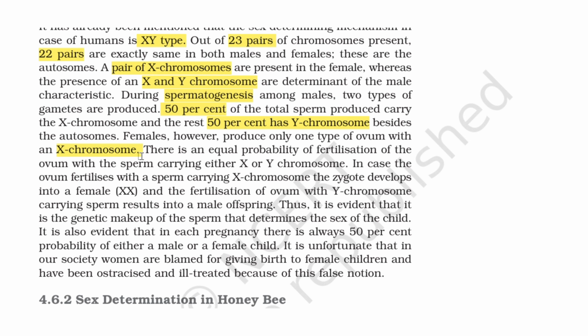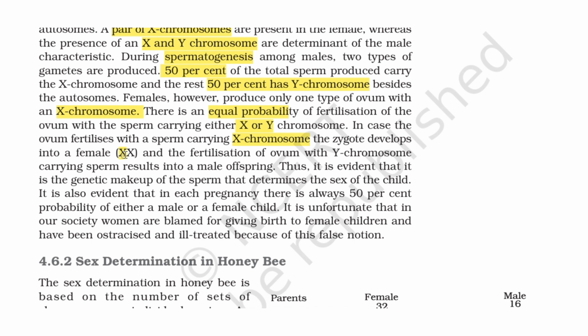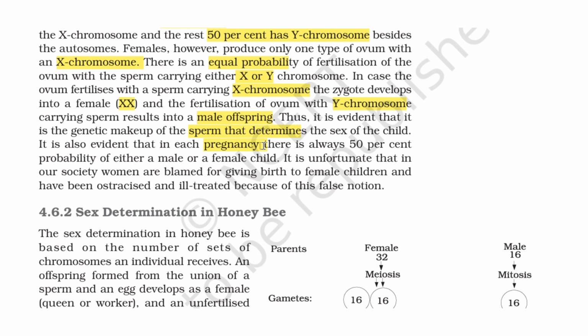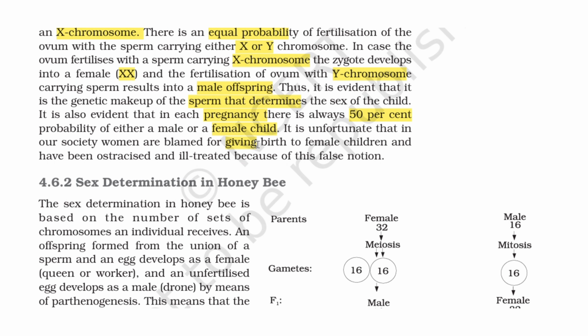Females, however, produce only one type of ovum with an X chromosome. There is an equal probability of fertilization of the ovum with the sperm carrying either X or Y chromosome. In case the ovum fertilizes with the sperm carrying X chromosome, the zygote develops into a female, XX, and the fertilization of ovum with Y chromosome carrying sperm results in a male offspring. Thus, it is evident that it is the genetic makeup of the sperm that determines the sex of the child. It is also evident that in each pregnancy there is always a 50% probability of either a male or a female child. It is unfortunate that in our society women are blamed for giving birth to female children and have been ostracized and ill-treated because of this false notion.